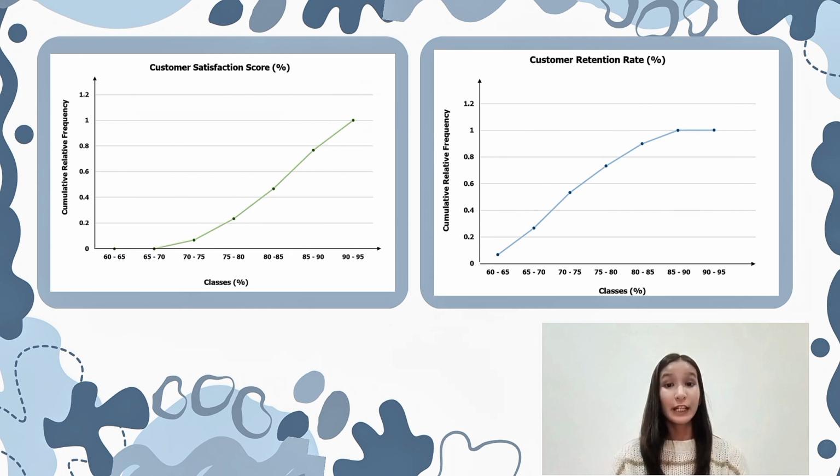Next, let's move to the cumulative relative frequency. For customer satisfaction, the cumulative relative frequency increased quickly, reaching 100% by the 90 to 95 range. This steep increase shows that most customers are clustered in the higher satisfaction categories.